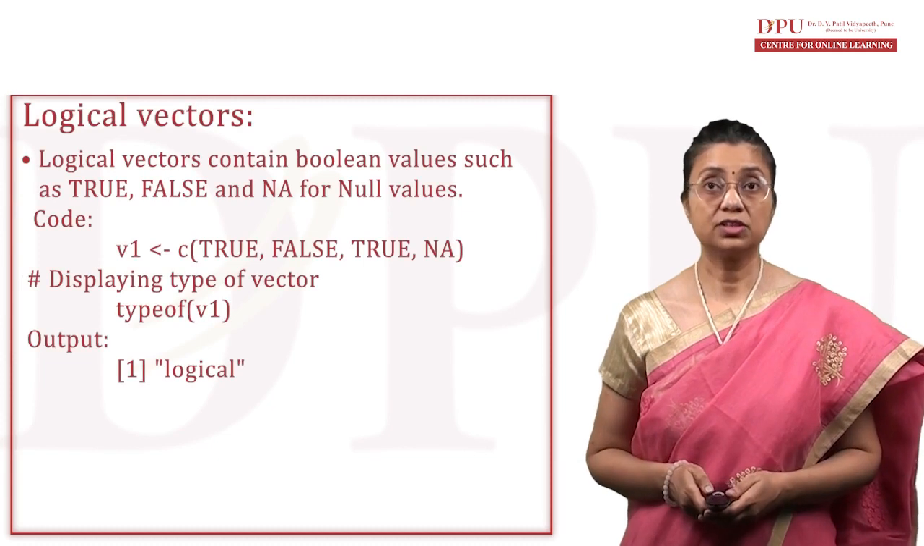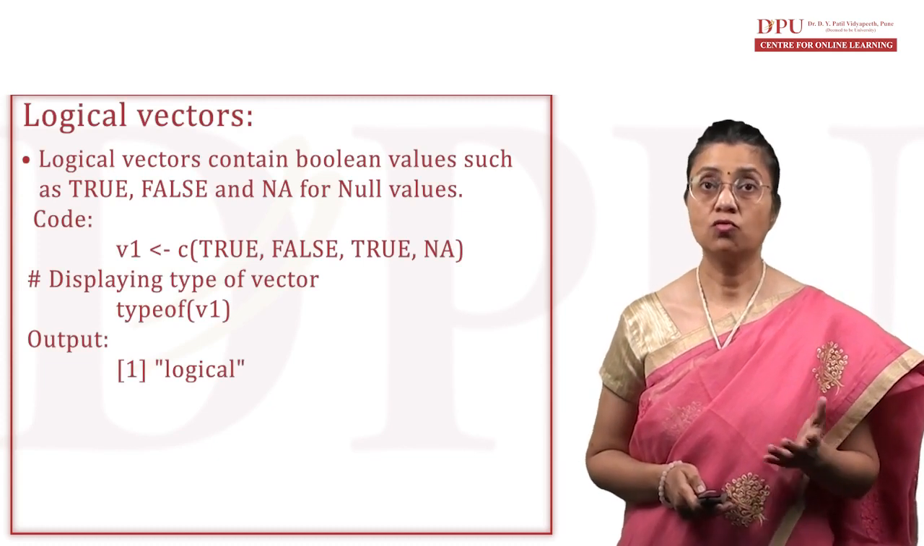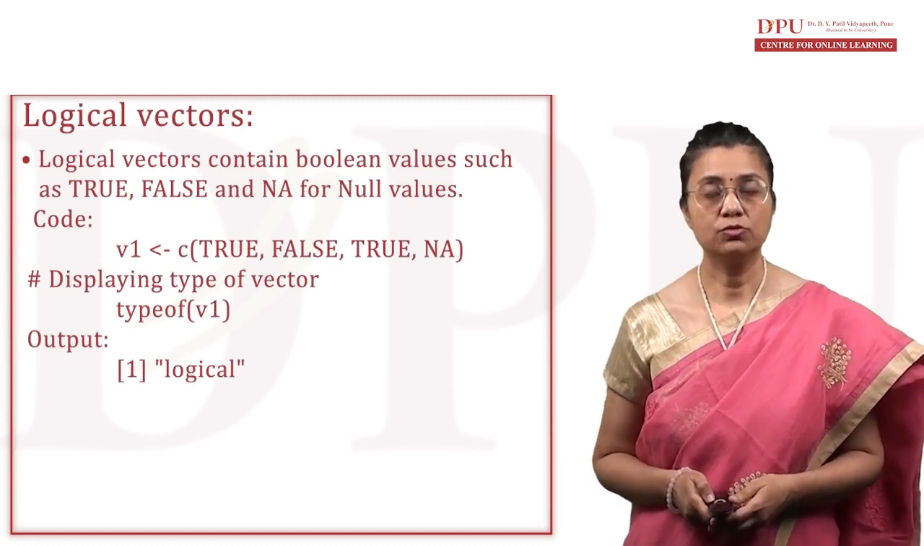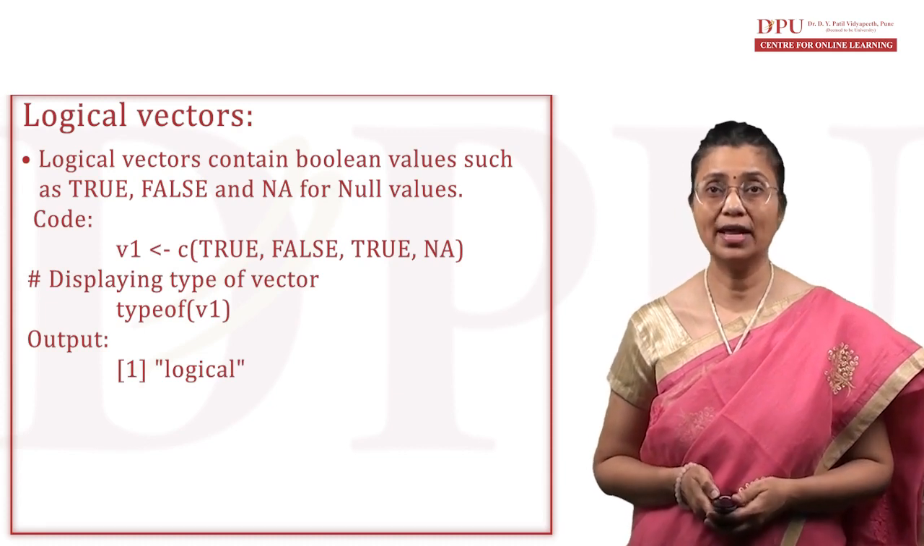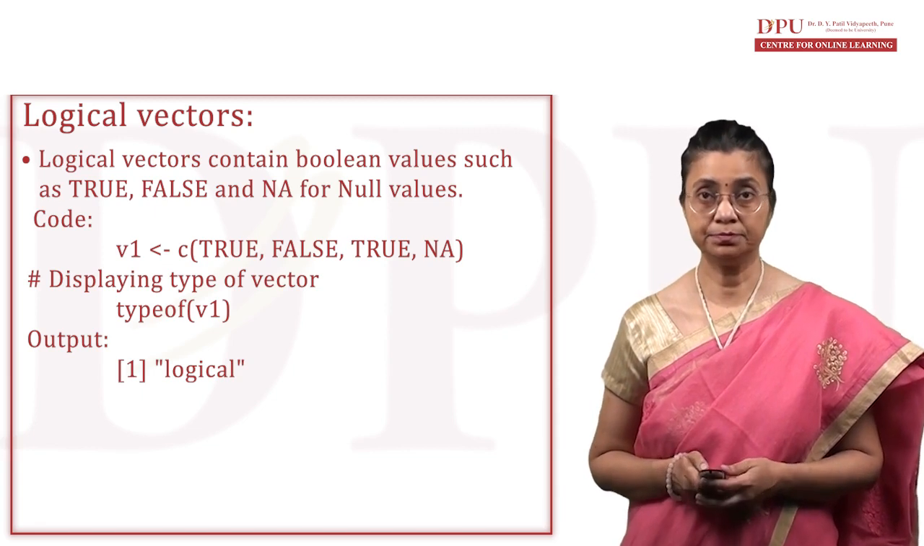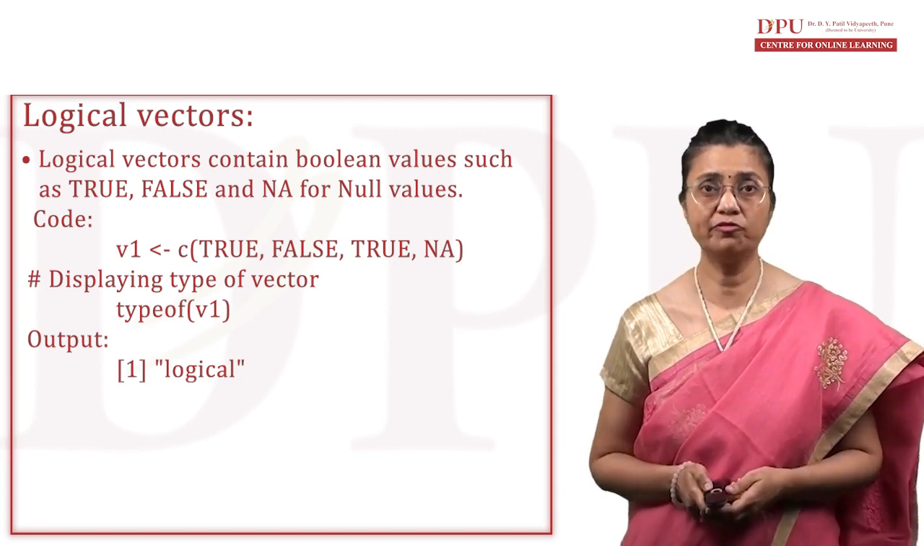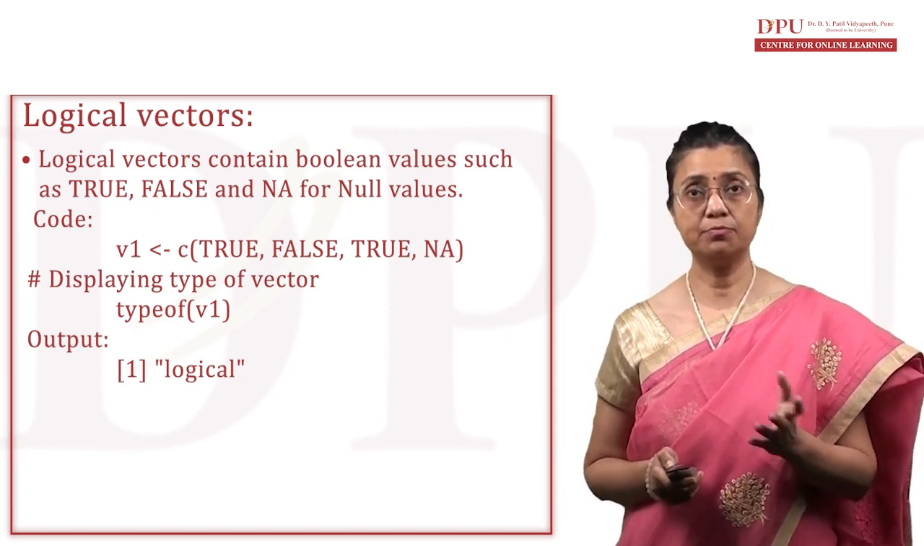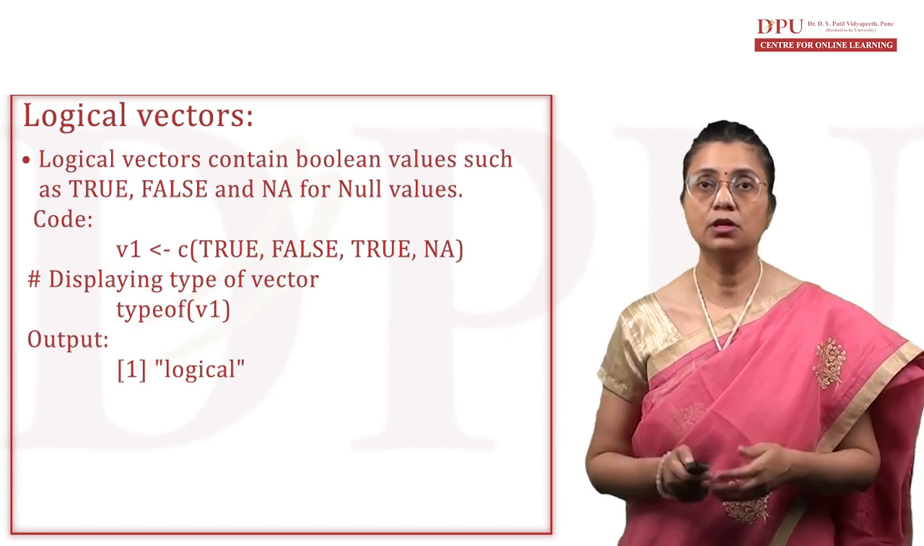Now, logical vectors contain Boolean values such as TRUE, FALSE, and NA for null values. So the logical vectors will have either TRUE or FALSE or NA, not applicable. Displaying the type of vector over here, if I see typeof(v1), I see the value is logical.